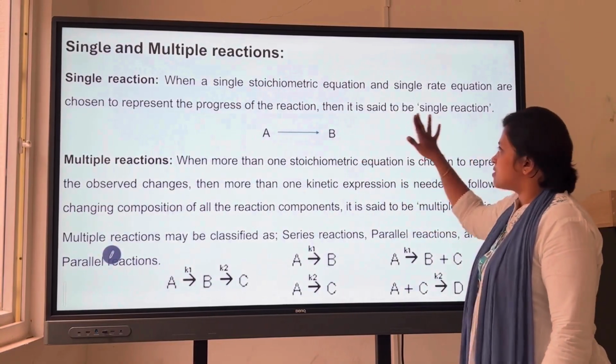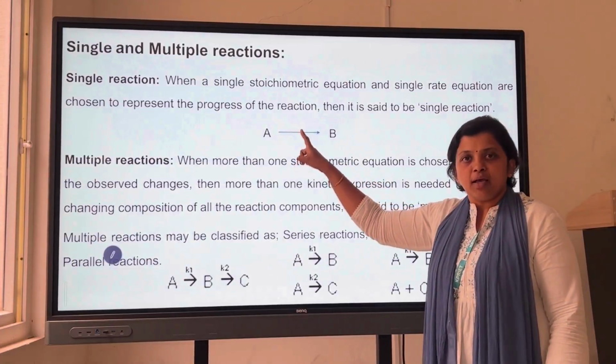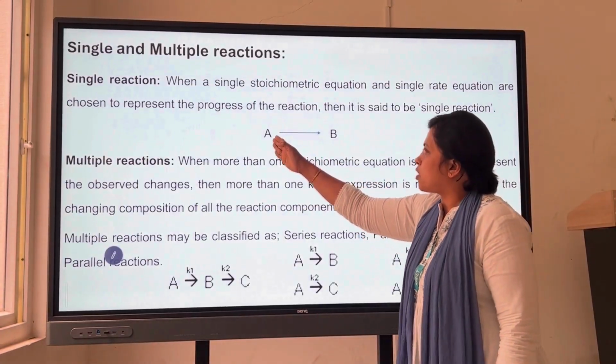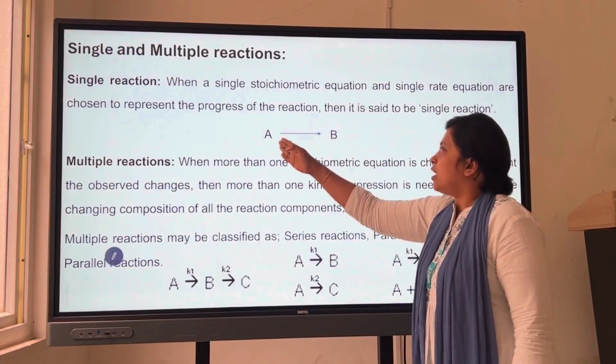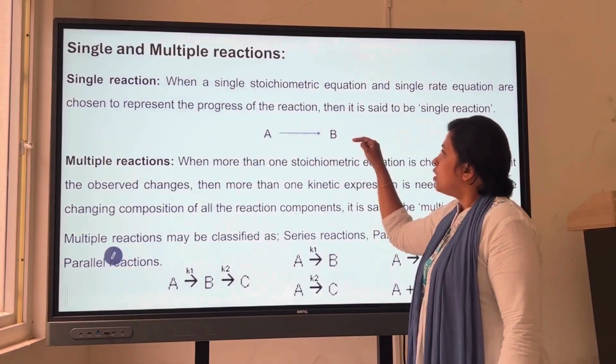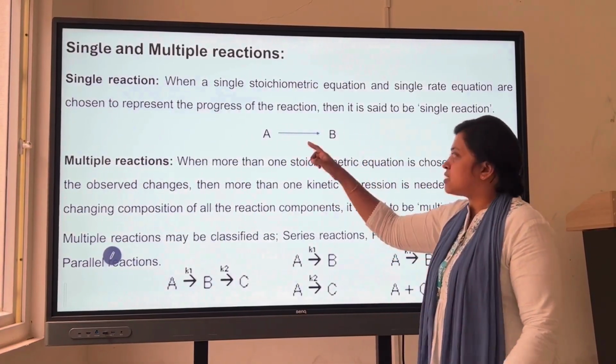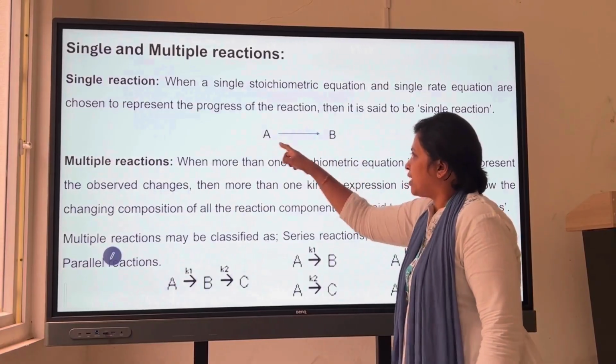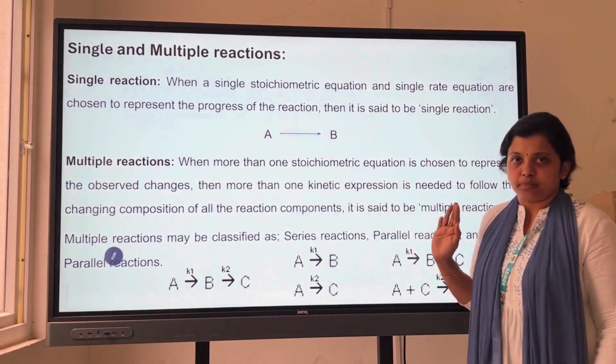This is called a single reaction. Here I have mentioned one example also. This A is your raw material, B is your product. A gives B directly, even though B plus C occurs also, it is giving a single reaction pattern, right? So it is a single reaction.